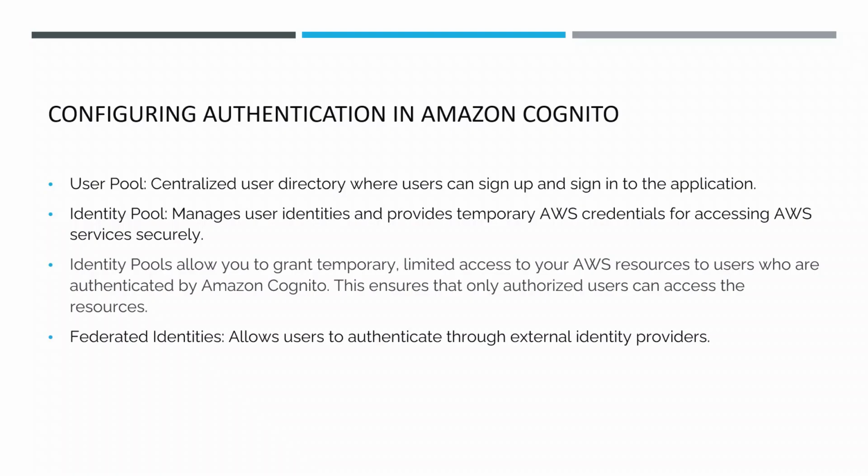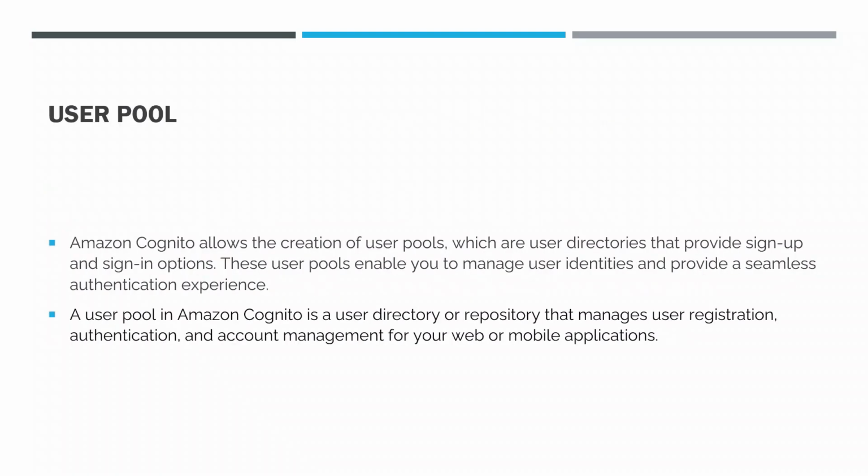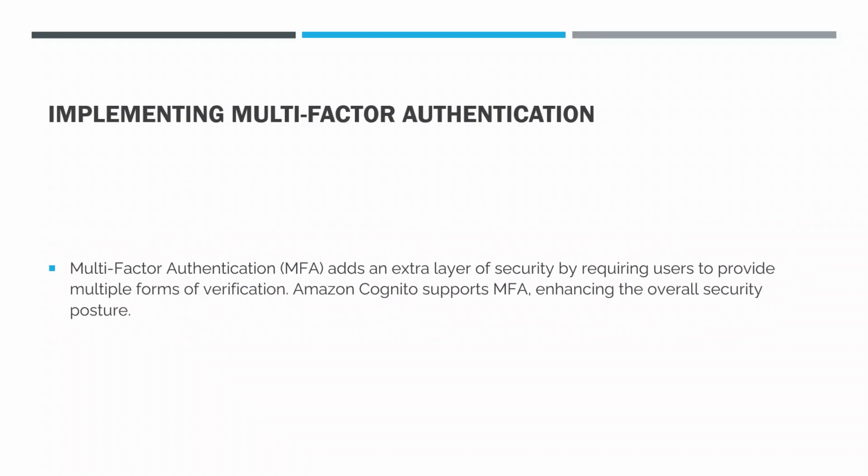Identity pools allow you to grant temporary, limited access to your AWS resources to users who are authenticated by Amazon Cognito. This ensures that only authorized users can access the resources. It speaks to the authorization process. Now, federated entities allow users to authenticate through external identity providers. So the next one is the user pool. We just saw what a user pool is and how we create it.